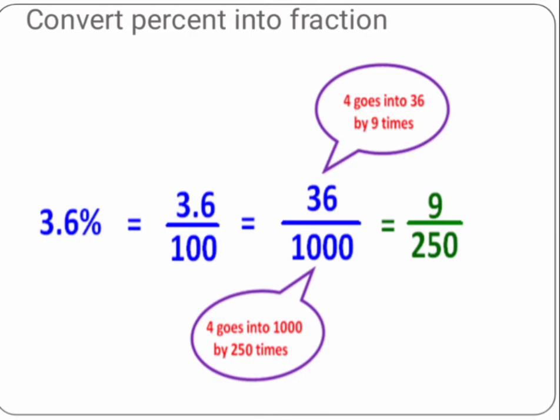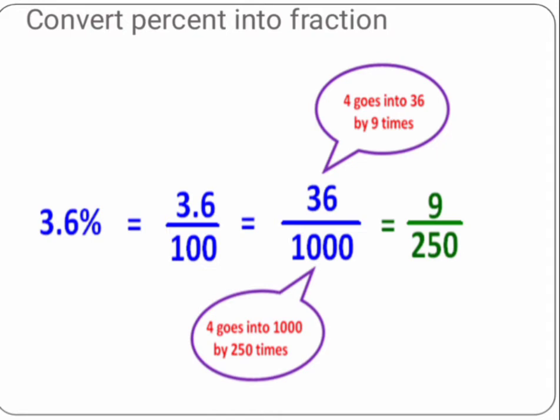Now, let us know how to convert percentages into fractions, ratios and decimals. First is to convert the percent into a fraction. For converting a percent into a fraction, divide the number by 100 and drop the percentage symbol. The fraction is expressed in its simplest form. Let us see the example.